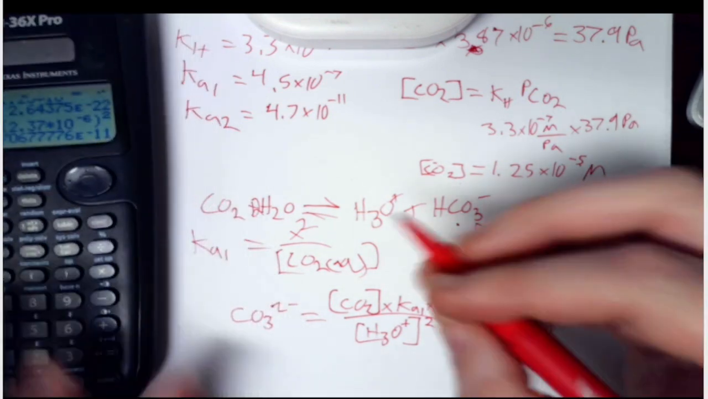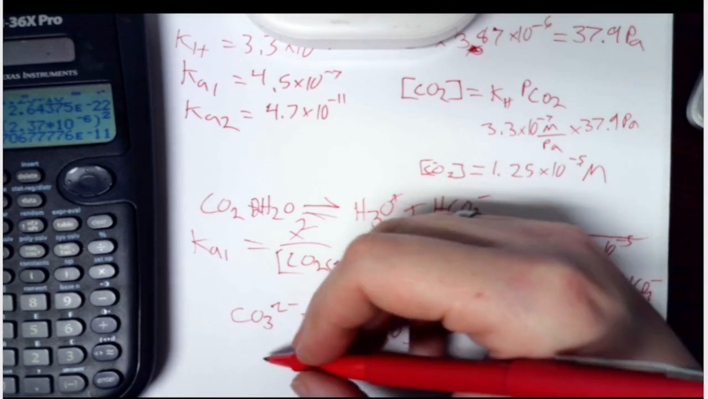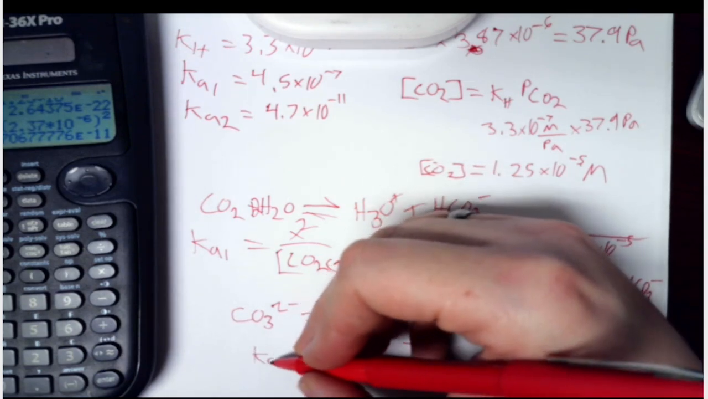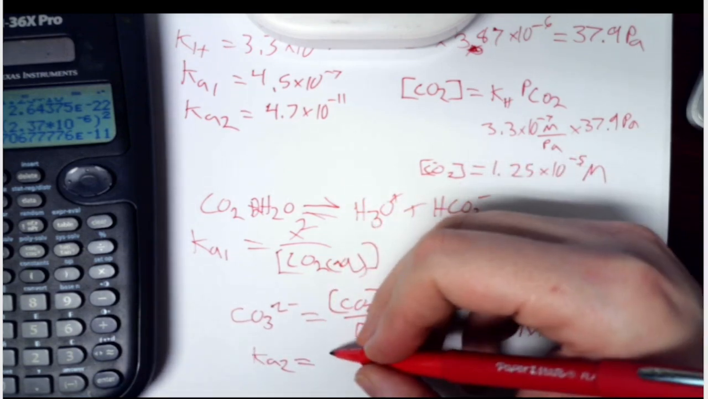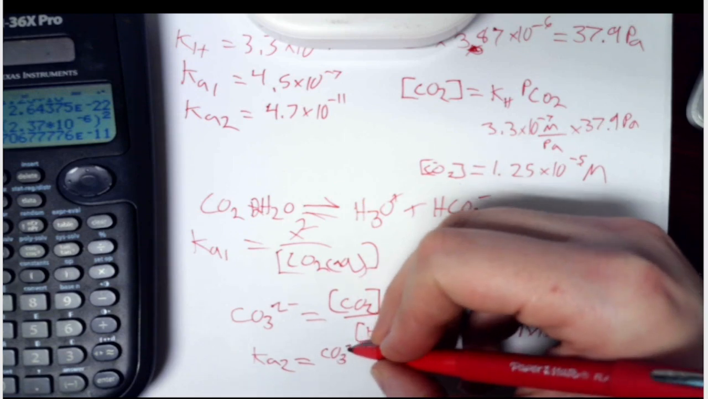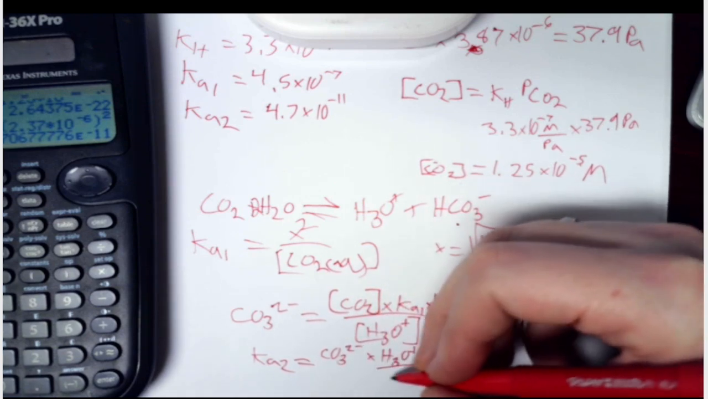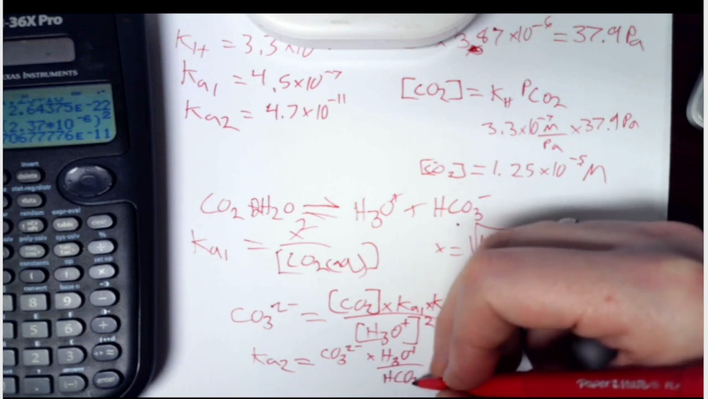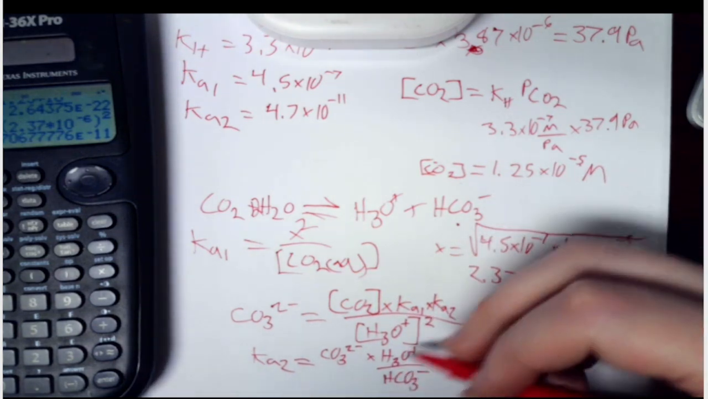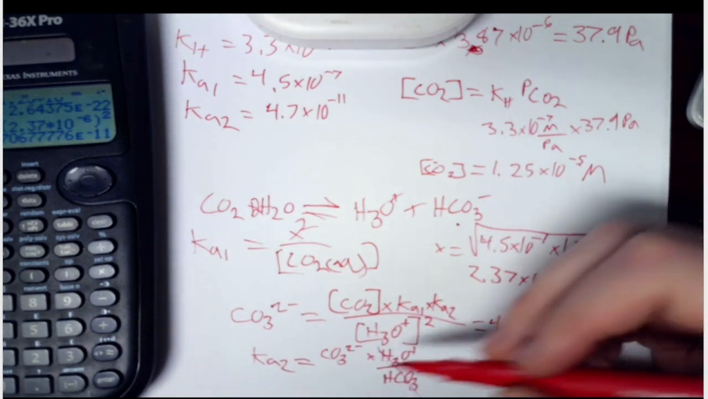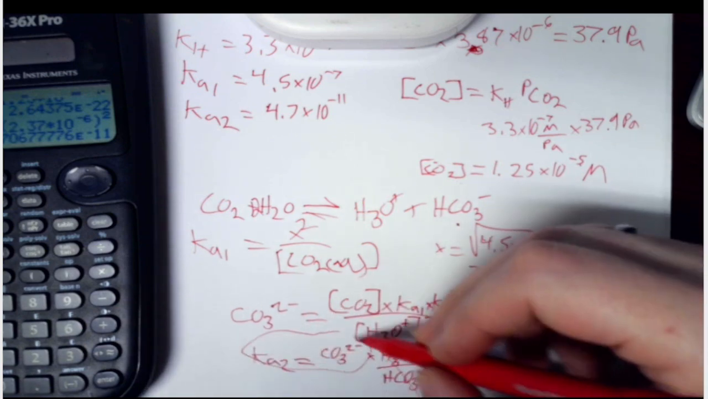Looking at this another way, Ka2 equals carbonate times acid over hydrogen carbonate. And since these two values are the same, they cancel out and you're just left with Ka2.